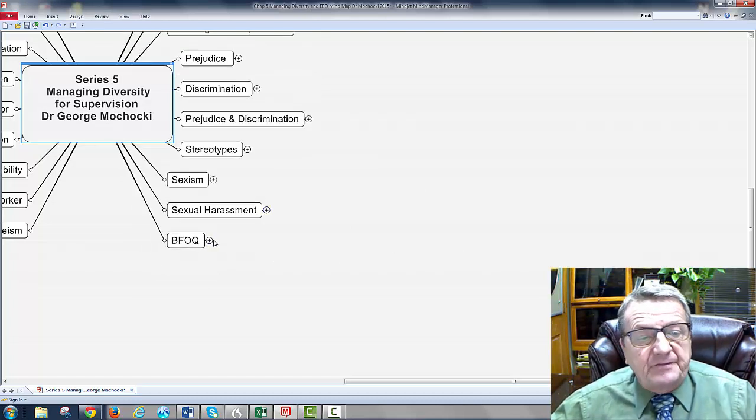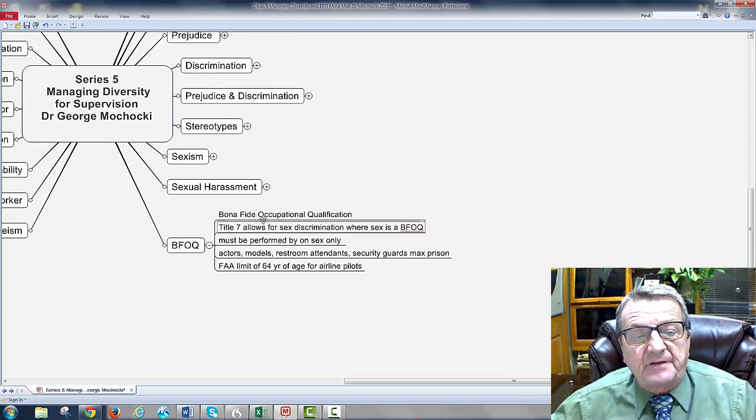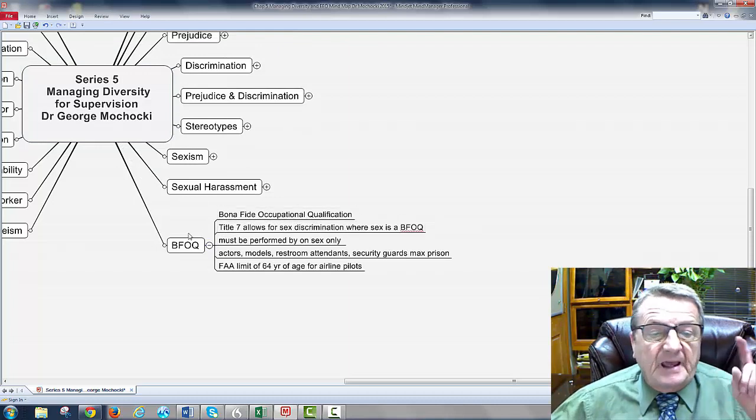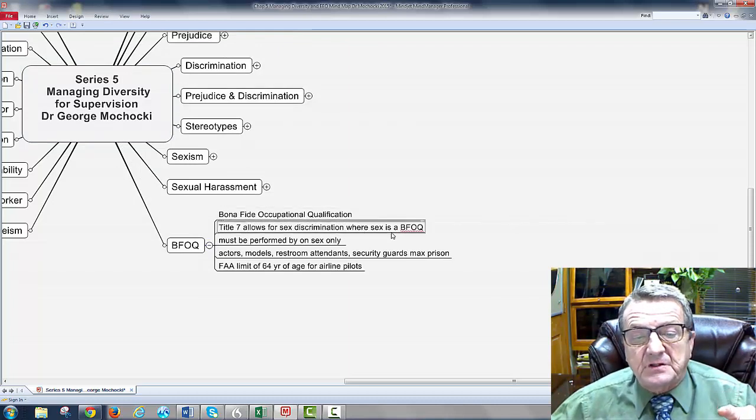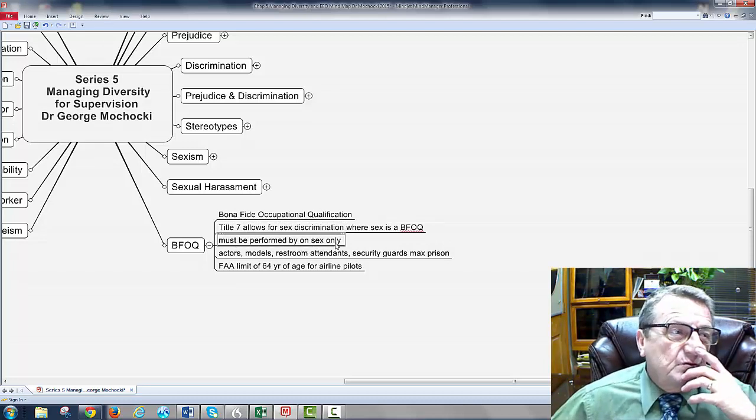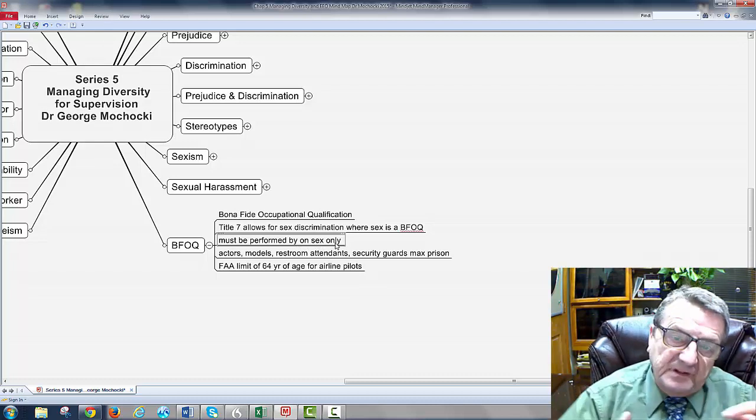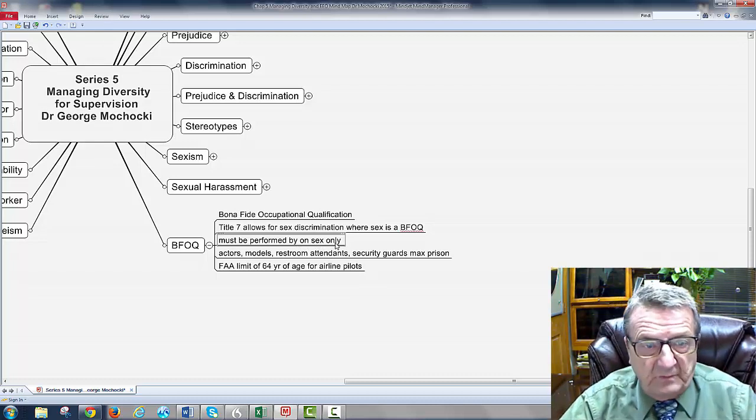Now, bona fide, when I look at this, is bona fide occupational qualification. Title VII allows for sex discrimination where it's bona fide, where the job must be performed by one sex only. Let's see, if I'm going to a ladies' washroom and there's an attendant there, it shouldn't be a gentleman in there, it should be a woman in there.